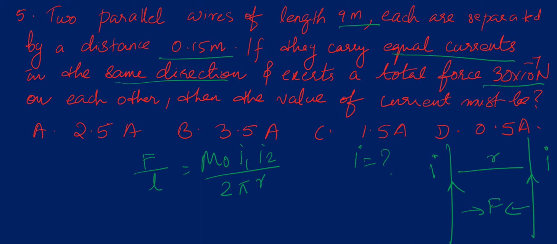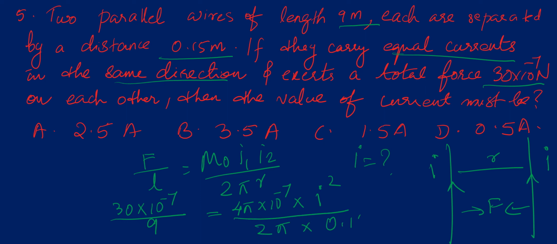Here F is given as 30 into 10 raised to minus 7 Newton divided by length 9 meter equal to mu 0, which is 4 pi into 10 raised to minus 7, into I1 and I2 are same, so it is I square, divided by 2 pi into r, which is 0.15 meter. So we can find out I from this equation. When you calculate this, you will get 0.5 ampere. So option D is the correct one.